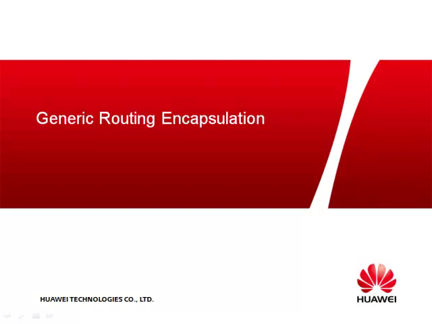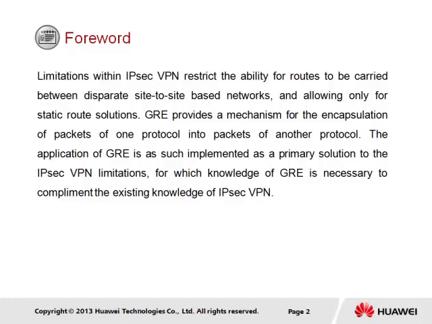We now take a look at generic routing encapsulation, or GRE, for support of protocol encapsulation where encapsulation is not naturally supported. Limitations within IPsec VPN restrict the ability for routes to be carried between disparate site-to-site based networks, and allow only for static route solutions. GRE provides a mechanism for the encapsulation of packets of one protocol into packets of another protocol. The application of GRE is implemented as a primary solution to the IPsec VPN limitations, for which knowledge of GRE is necessary to complement the existing knowledge of IPsec VPN.